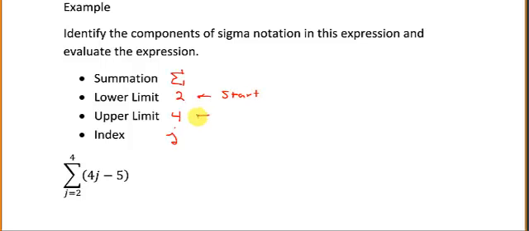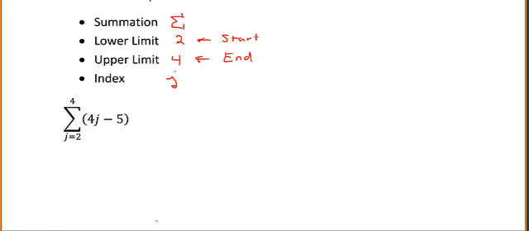Now what this means is, think of the lower limit as the starting point and the upper limit as the ending point. And think of it this way, that j takes on the values starting at 2, and then it increments by 1. So it goes from 2, then to 2 plus 1, 3, then to 3 plus 1, 4. And since 4 is the upper limit, that's where we end.